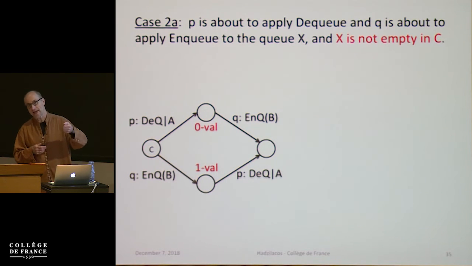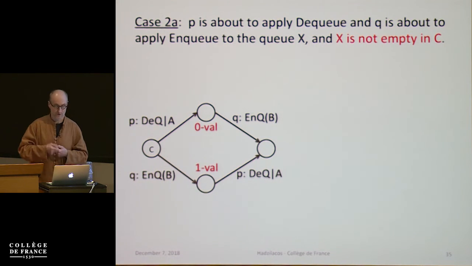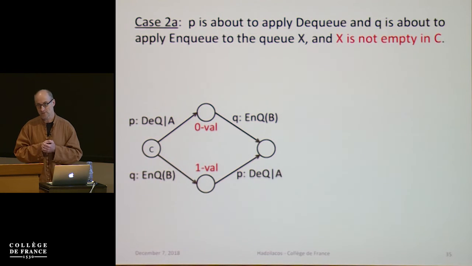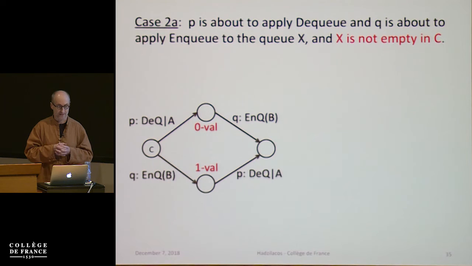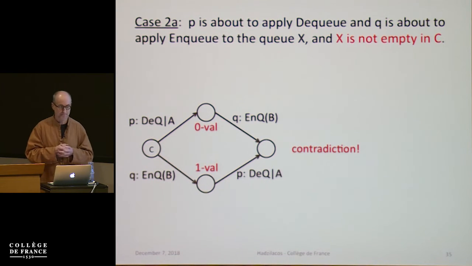Because whether you first add something to the end of the queue and then remove the first element of the queue, or you first remove and then add, you end up with the same queue. And of course, the processes have exactly the same states. In both cases, P has dequeued the same element, and Q has simply enqueued its element. So, we have already seen that this is a contradictory situation, so this cannot be.